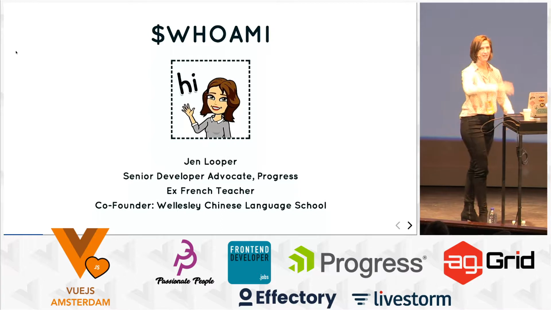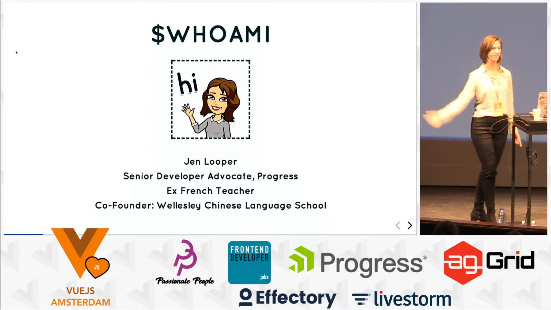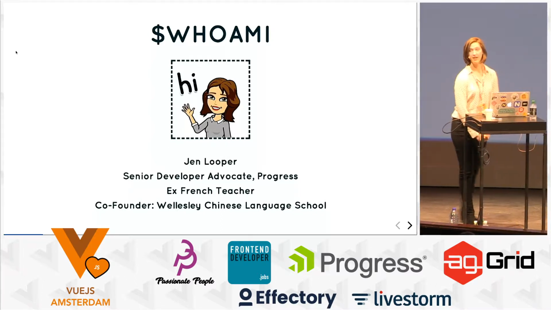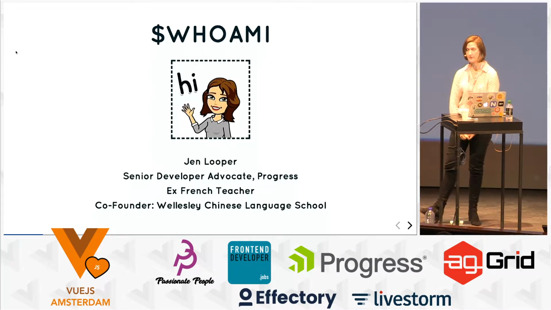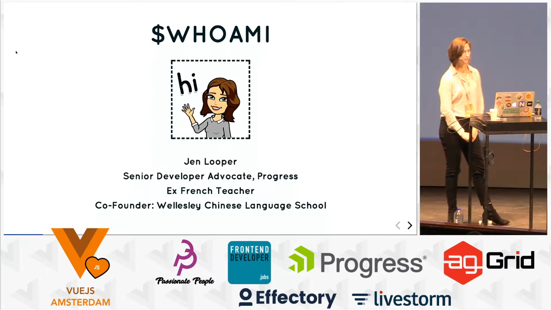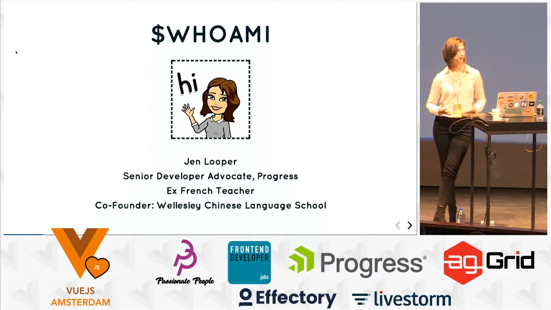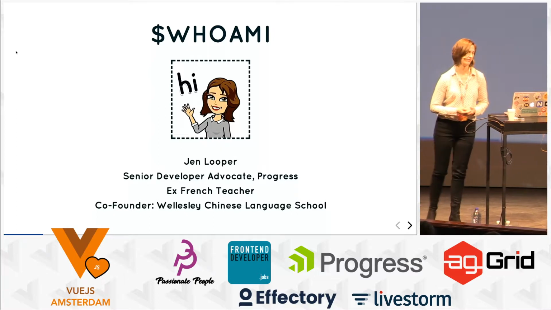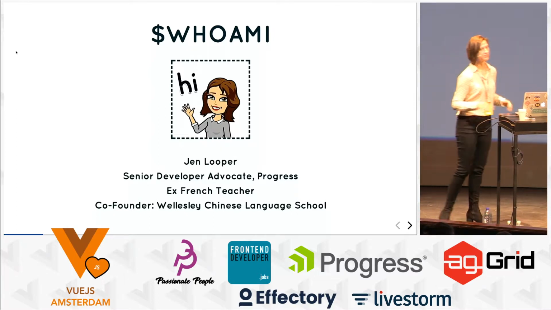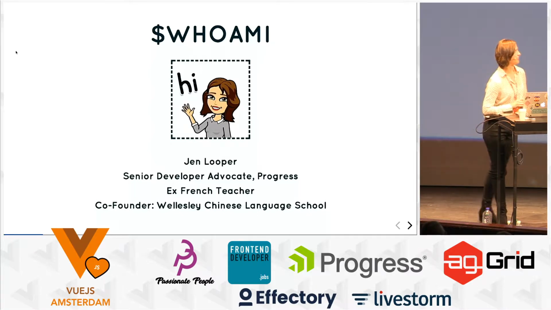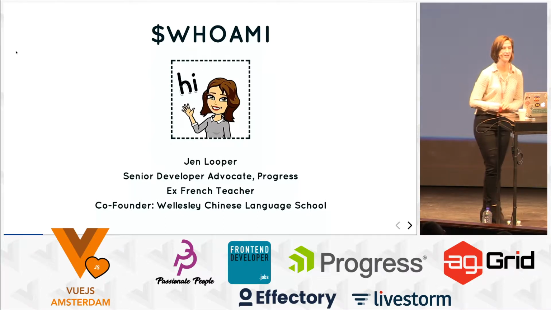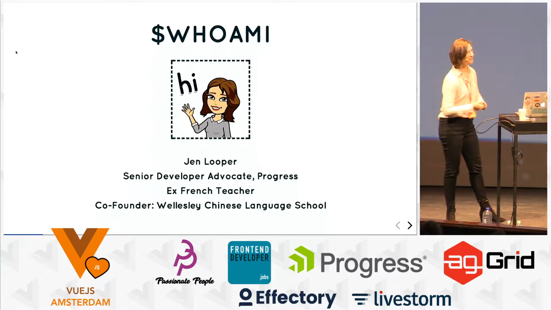Thank you. So this is a talk with announcements and celebrations interspersed. So who am I? My name is Jen Looper, and I'm a senior developer advocate at Progress. You can check us out at the booth. And full disclosure, I'm an ex-French teacher, actually. I trained for years and years to become a French professor. And well, that didn't work out. Long story short, here I am on stage talking about Vue.